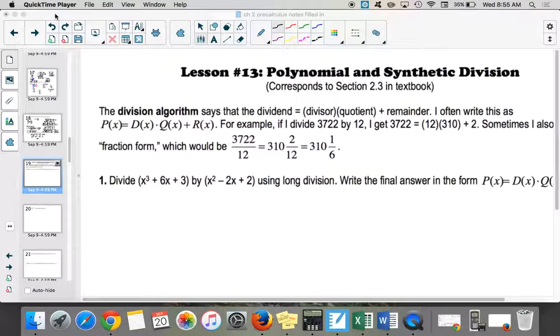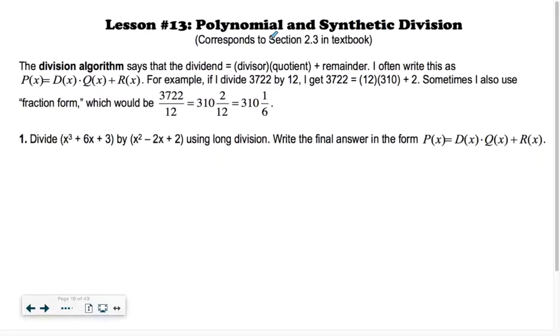Polynomial and synthetic division. All right, so it says the division algorithm. It's lovely. It says the divisor times the quotient plus the remainder equals the dividend. Okay, I know you guys don't remember those words from elementary school. It's fine. We're going to talk about them.